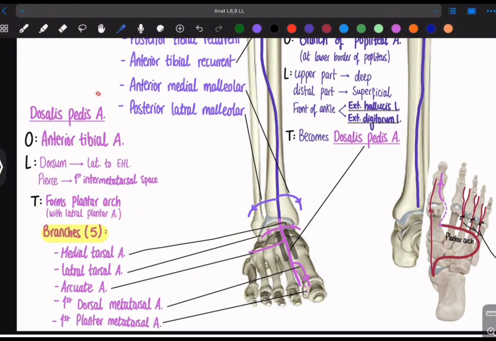This is the termination for the dorsalis pedis. This is not very important. This is just to know the pathway of the artery. But the origin and termination are very important. So dorsalis pedis, its termination is what? It forms the plantar arch.